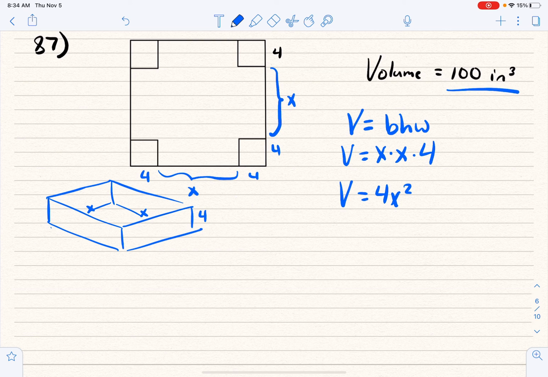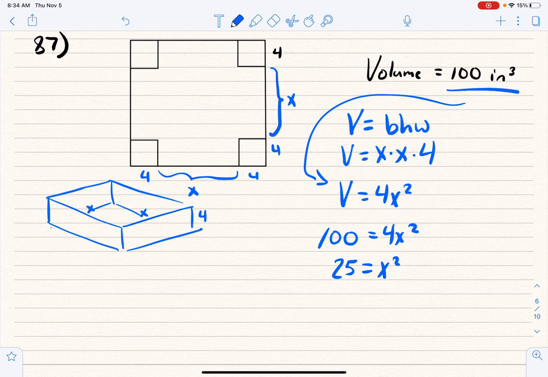But we know the volume is 100 cubic inches. So we just plug that in right here. And we get 100 is equal to 4x squared. Now this gets so easy. Divide both sides by 4, and 25 is x squared. Square root both sides. x is either equal to plus or minus 5. Now, it can't be a negative 5. We're doing dimensions. So what does that tell me? That x has got to be 5.